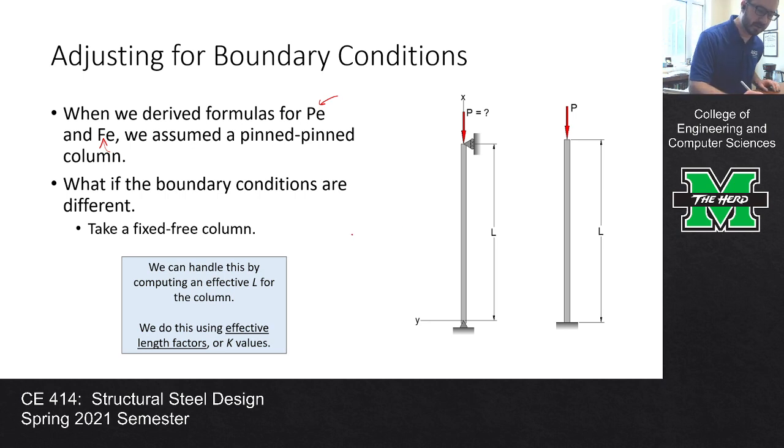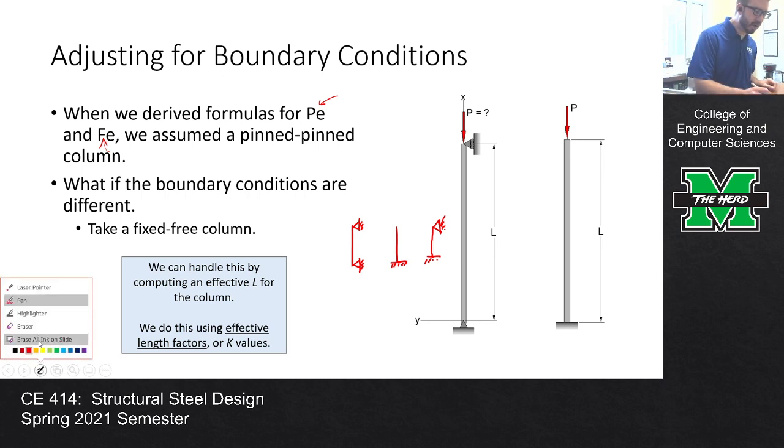So we need to look at what happens if the column experiences different boundary conditions. For instance, right now I've got a pinned column. What if it's fixed free? Or what if it's fixed pinned? How does that affect the capacity? Well, does it affect the capacity? Yeah, it affects the capacity, all right.